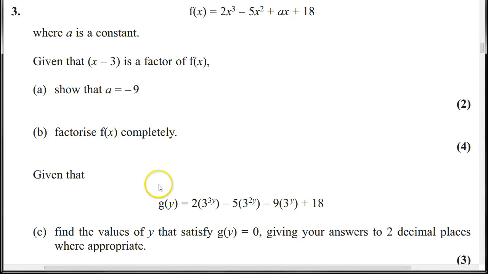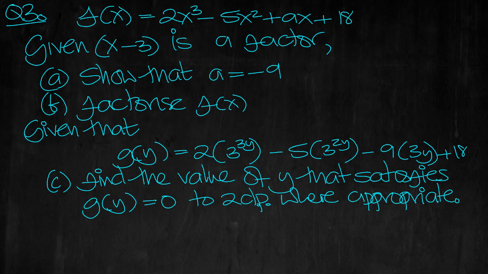Right, here's the question then. Parts A, B and C. So I've got it summarized here. First of all, given this as a factor, show that a equals minus 9. So let's look at that then.